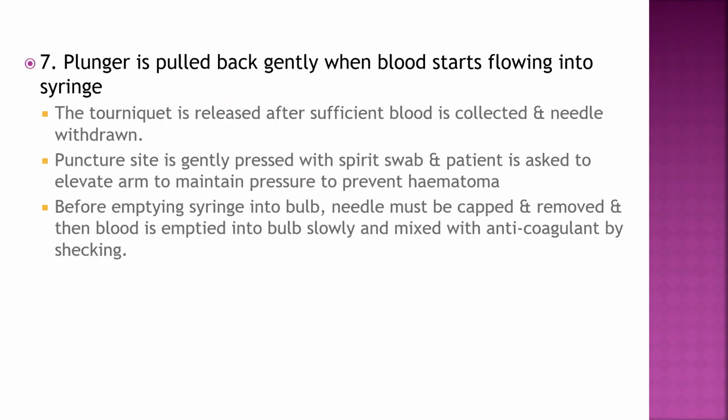Plunger is pulled back gently when blood starts flowing into the syringe. Then remove tourniquet, collect adequate amount of the blood, and then ask the patient to open the fist and then remove needle, syringe, put pressure with spirit swab at the puncture site, and then put your collected blood into the appropriate container.